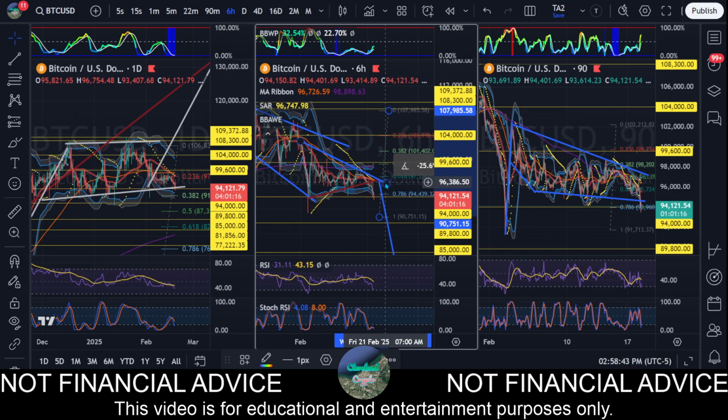First challenge would be the SAR. If we can see break back up over 96.747, that would flip the SAR, a stop and reverse, to bullish. See, it's bearish when it's over the price, it's bullish when it's under the price, and kind of tells you where you should set a stop loss and a reversal. So like, let's say we were going short right now, we would set a stop loss at 96.747 and go from there. You know, set a take profit down at 89 and set that.